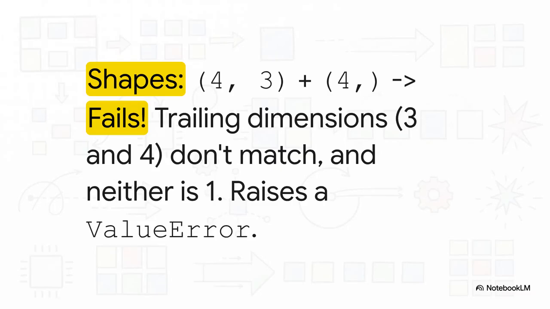But what happens when we break the rules? Well, check this out. Here, the matrix shape is 4, 3, and the vector is 4. When you compare their trailing dimensions, you get a 3 and a 4. They're not equal, and neither of them is 1. The broadcast fails. But here's the great part. NumPy doesn't just crash. It gives you this super helpful ValueError that tells you exactly which shapes couldn't work together. And that is a lifesaver when you're debugging.